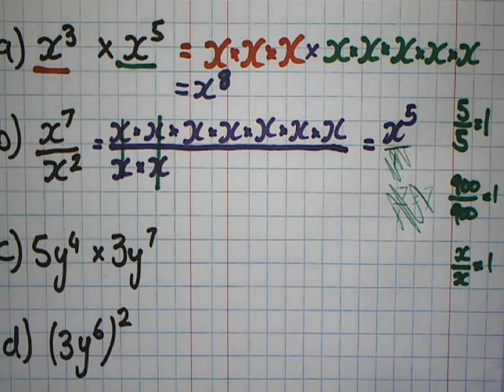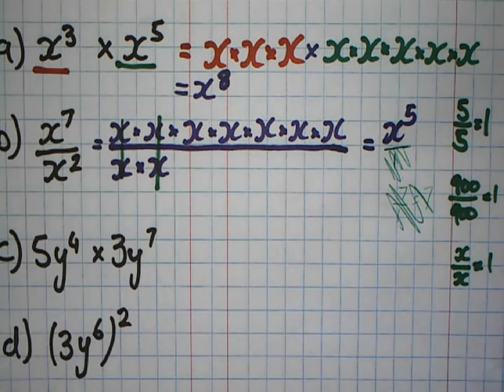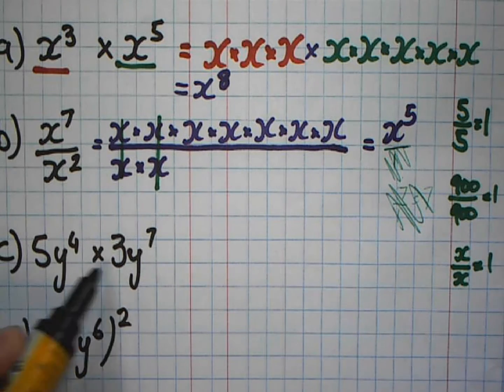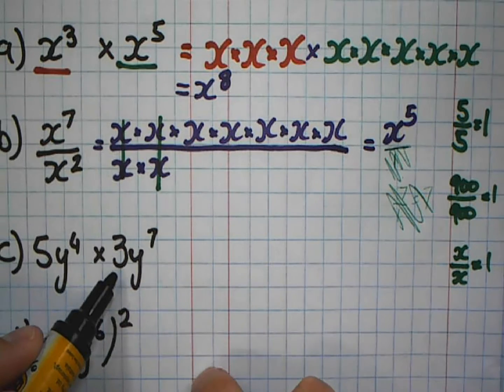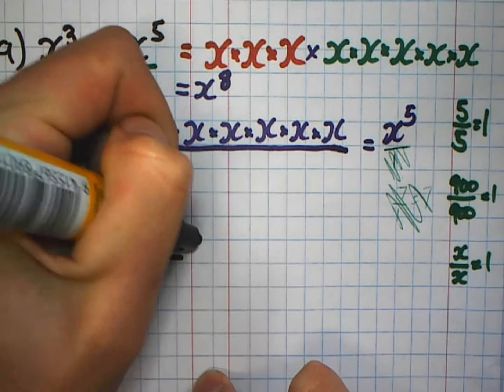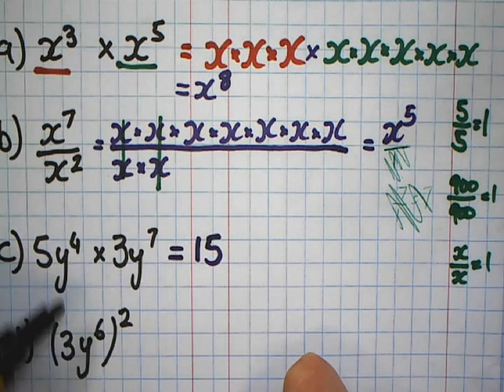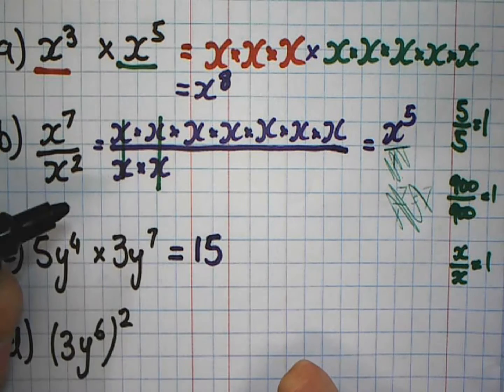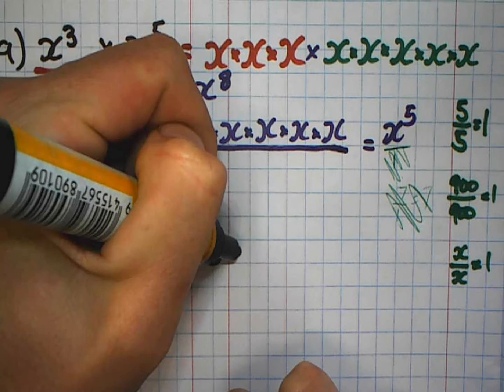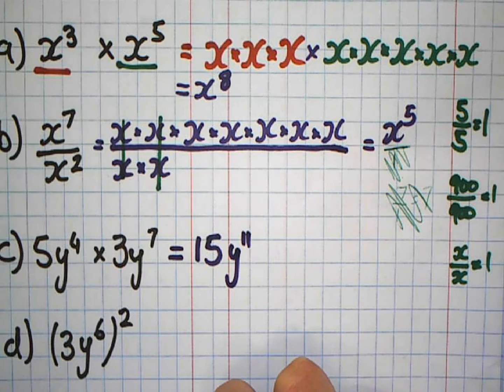With this next one then, we know that if we're multiplying together, we just add these powers. But the coefficients in front are dealt with the same way. So it's still going to be 5 times 3, which is 15, and 4 and 7, we add those together, it's going to make y to the power of 11.